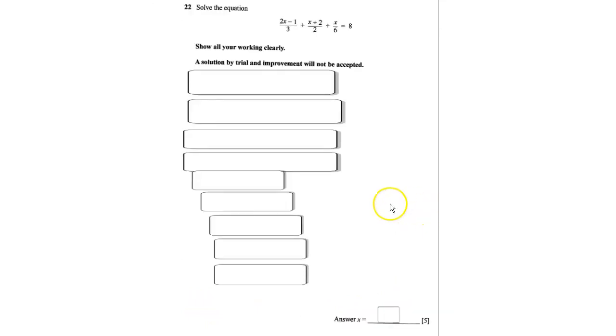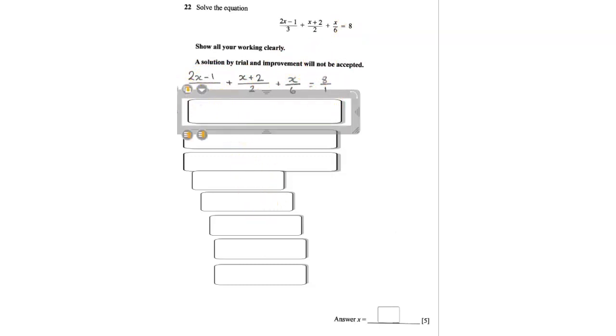Right, so for 22, it says solve the equation, and it's got 2x minus 1 over 3 plus x plus 2 over 2 plus x over 6 equals 8. There can be many different ways of working this out. I am actually showing you just one way here, but you can do it in so many different ways. So we'll start with this one. So first step is I would put the 8 over 1. So that just means everything's in fraction form.